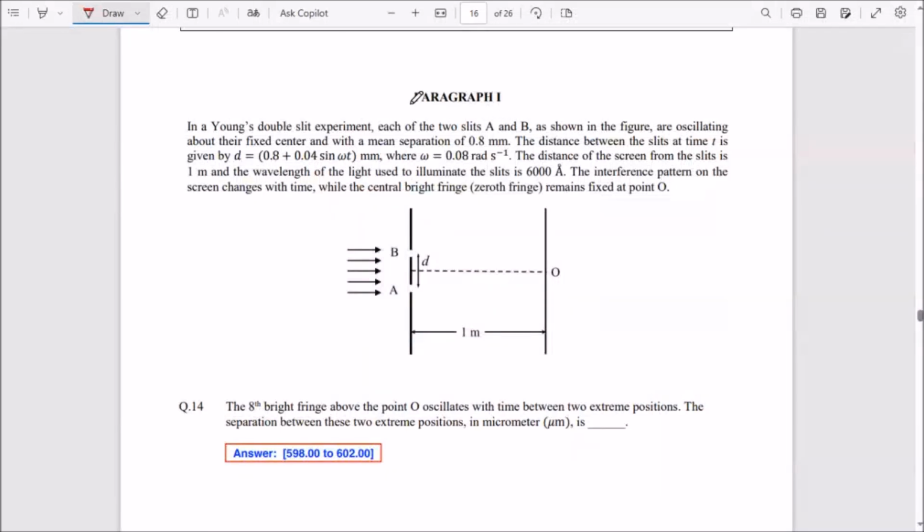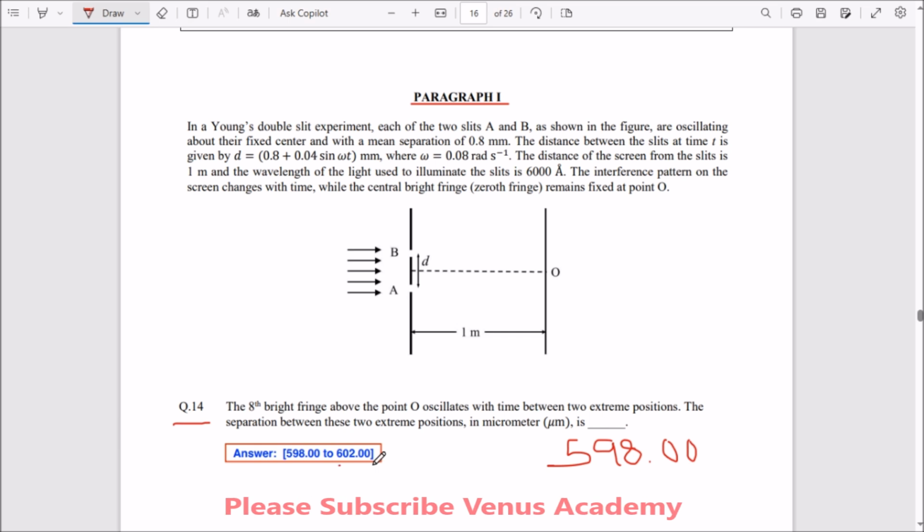Paragraph I. Question number 14. The correct answer is 598.00, and this answer can vary from 598.00 to 602.00. So in between these two numbers, whatever the number you enter, all will be taken as correct answers.